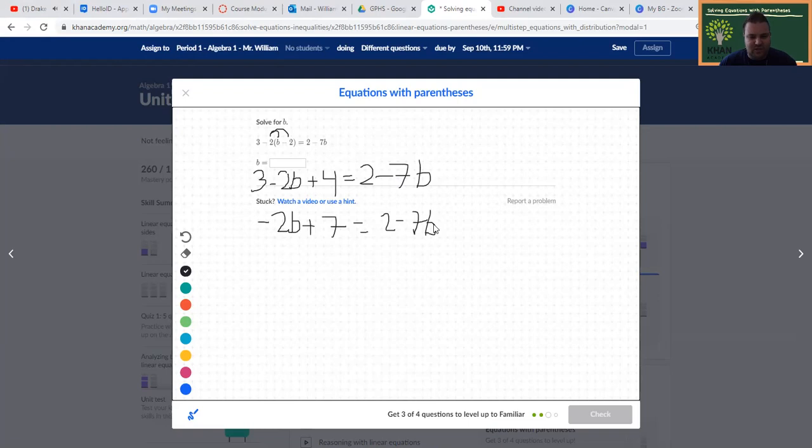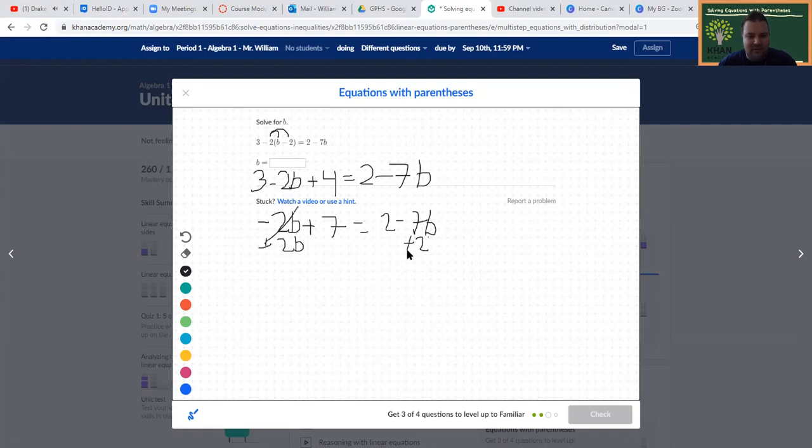This is where I like to strategically think: do I want to add 7b here, or do I want to add 2b there? So far in all my videos, I've been purposely making all my coefficients positive. It doesn't matter, all right? So in this case, I'm going to add 2b.